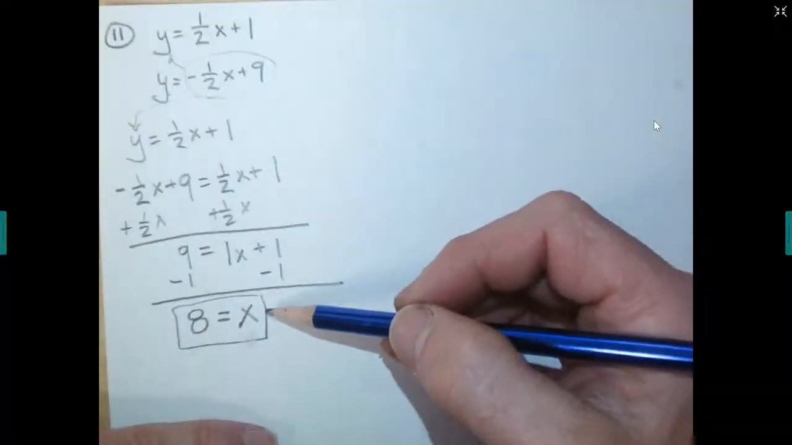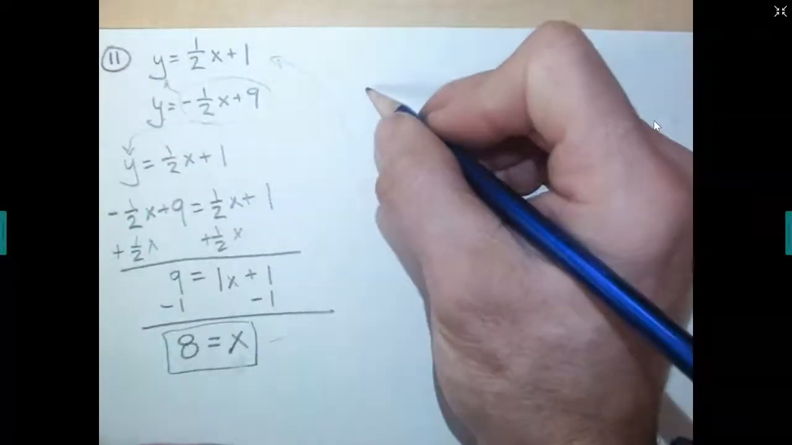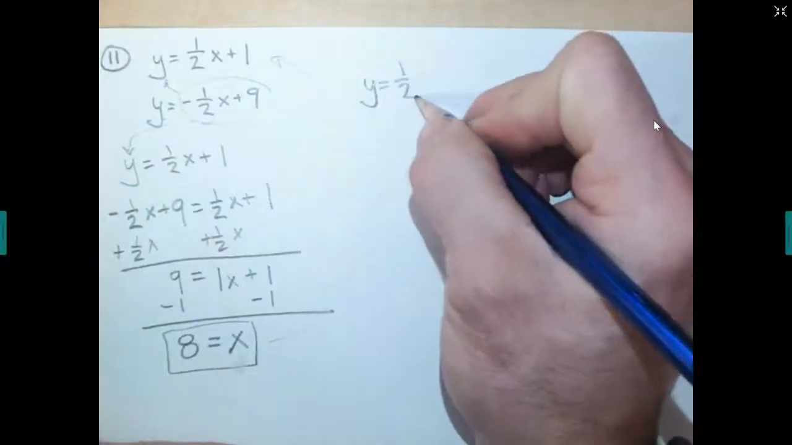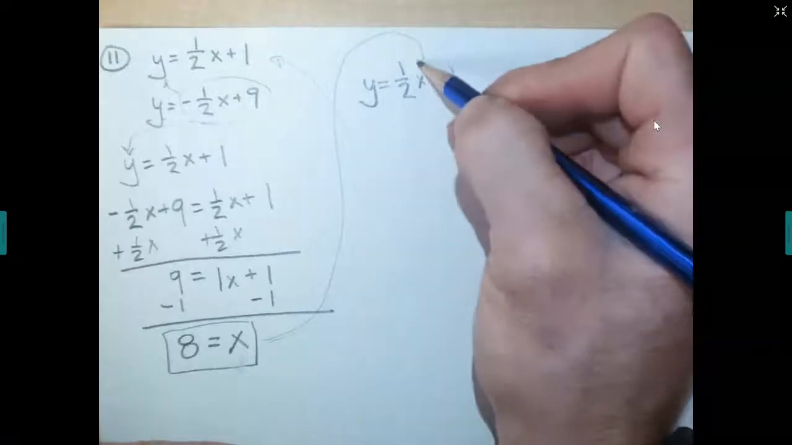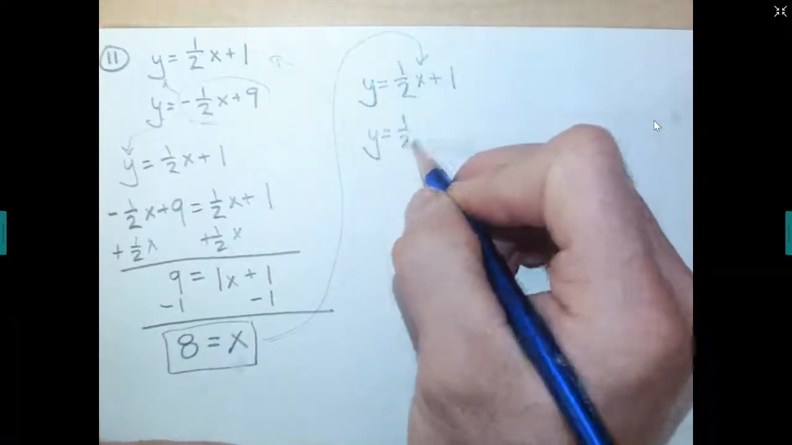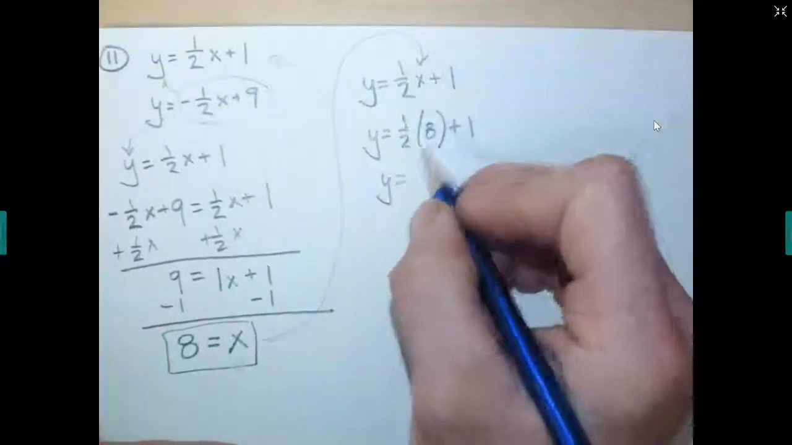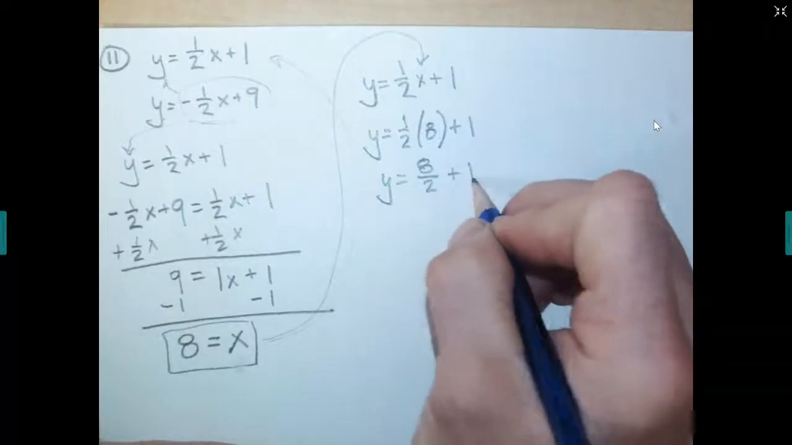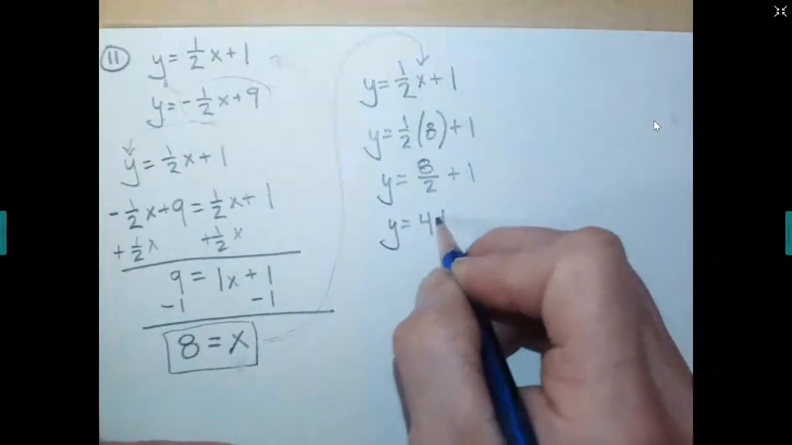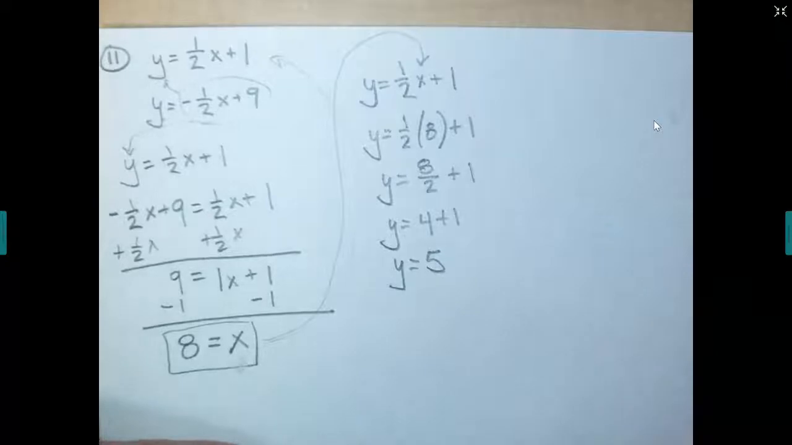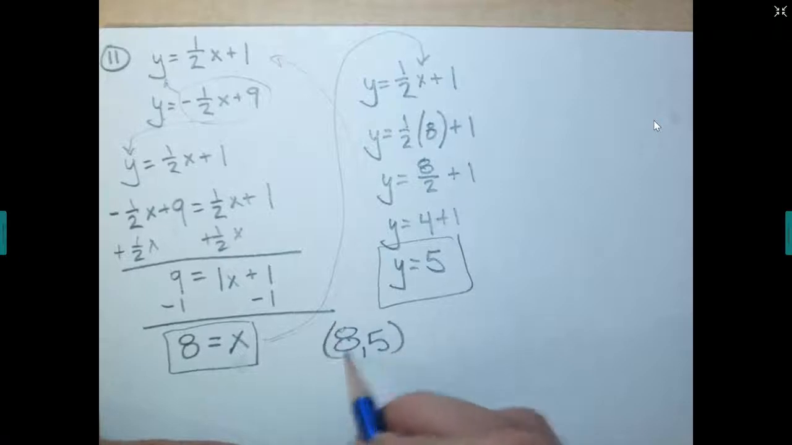So now I'm going to plug this in. I think I'm going to plug it into the positive one, so I don't have to deal with negatives. Y equals 1/2 x plus 1. So I plug this x right here. Y equals 1/2 times 8 plus 1. So 1/2 times 8 is 8 halves, or 8 divided by 2 is 4. Y equals 5. So I now have 8, 5.